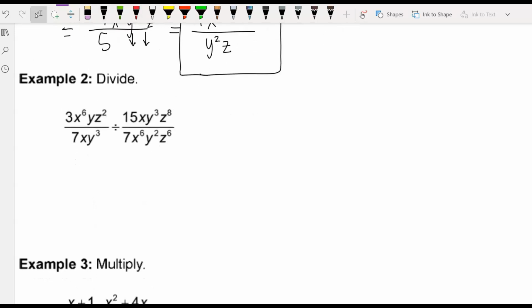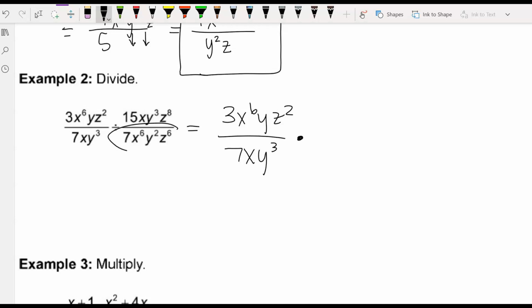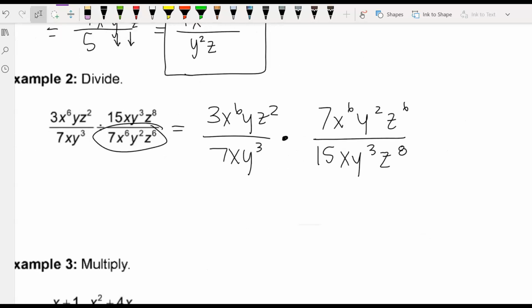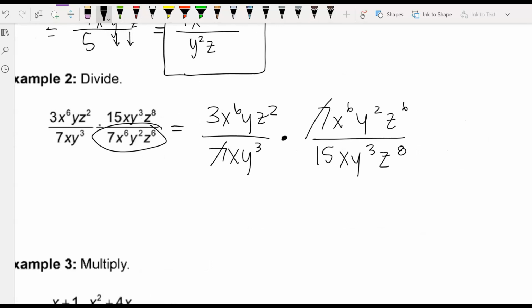All right, the next one, we have division. So remember, rewrite it first. yz squared over 3xy to the third. So that's the first one. The second one, we want now the bottom on top. So 7x^6y^2z^6 over 15xy^3z^8. Now remember, when we did multiplying, we can cross stuff off at the beginning. So 7's, and then a 3 can come out of the 15, and we're left with 5.